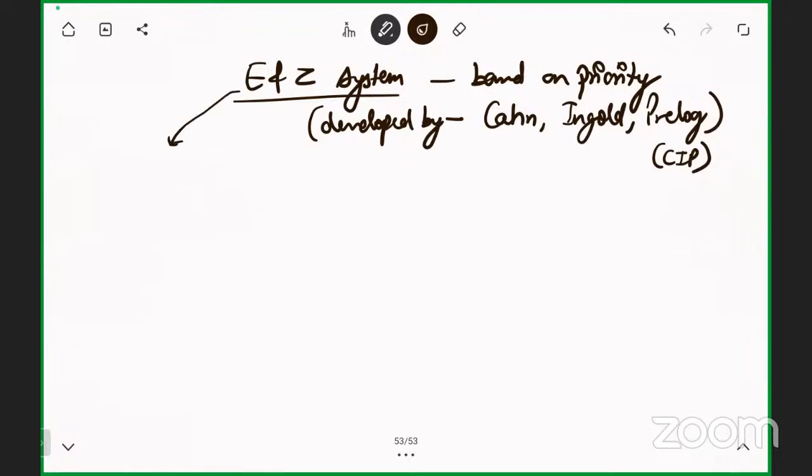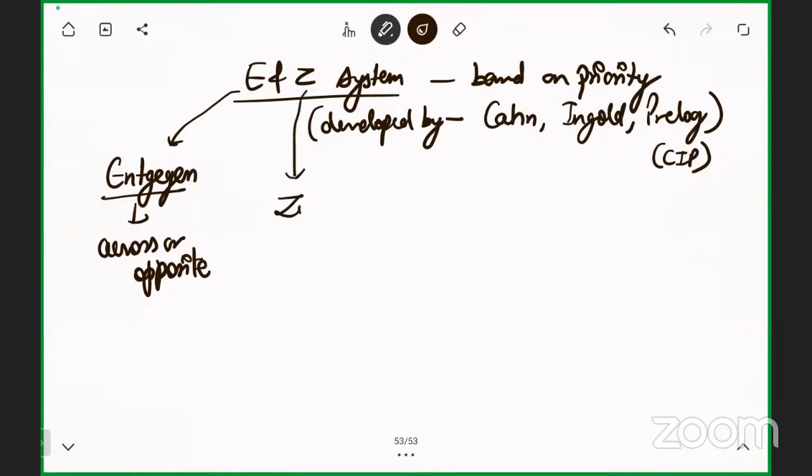The E word came from entgegen, which means across or opposite. Some say entgegen, some say entgegen; you can say anything. Just remember, E represents entgegen, which means across or opposite. While the Z came from the word zusammen, and zusammen means together.